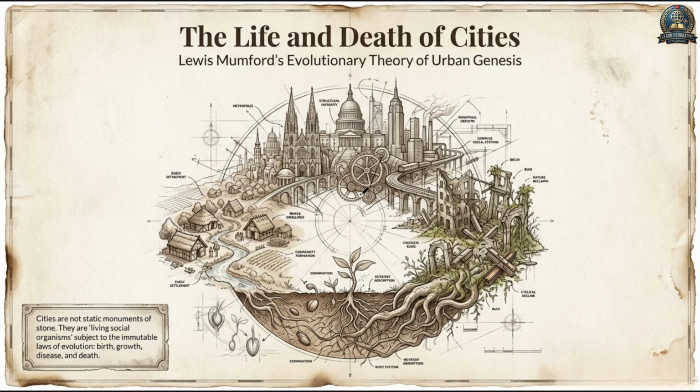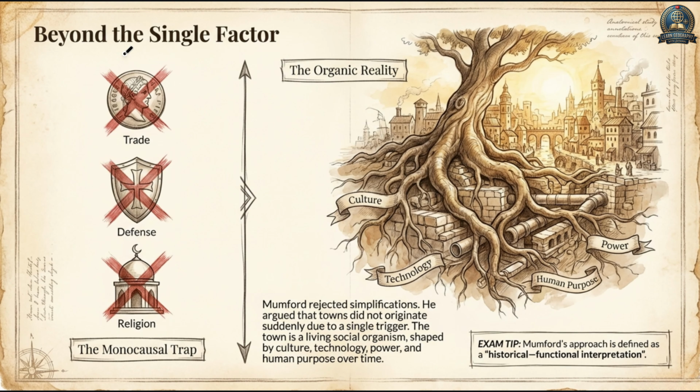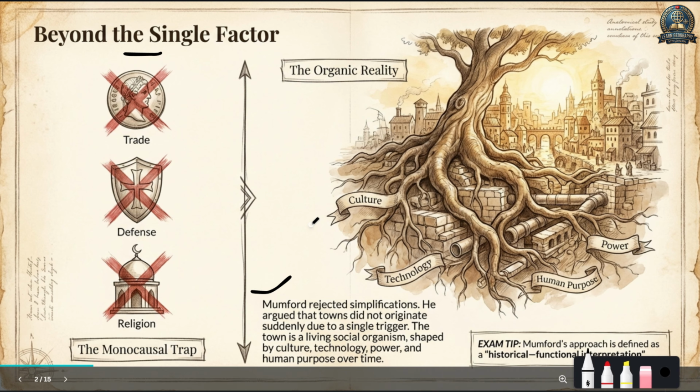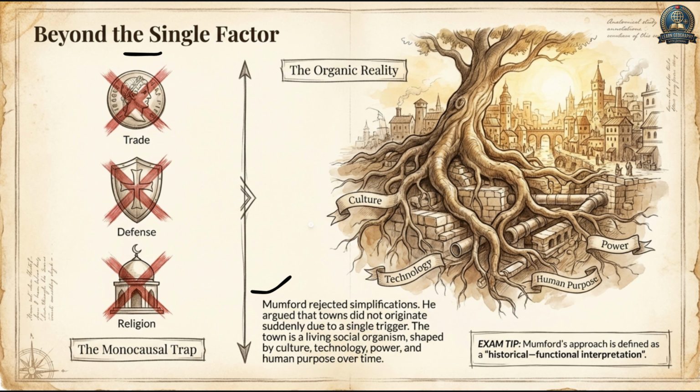Good morning, everyone. In this class, we are going to discuss Lewis Mumford's evolutionary theory of urban genesis, that is, urban revolution. The Life and Death of Cities. Beyond a single factor, Mumford rejected simplifications. He argued that towns did not originate suddenly due to a single trigger. The town is a living social organism shaped by culture, technology, power, and human purpose over time. This is the organic reality of a town.